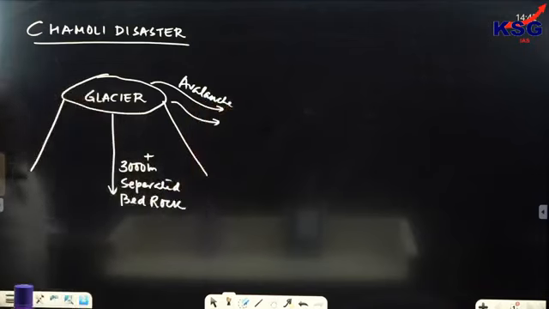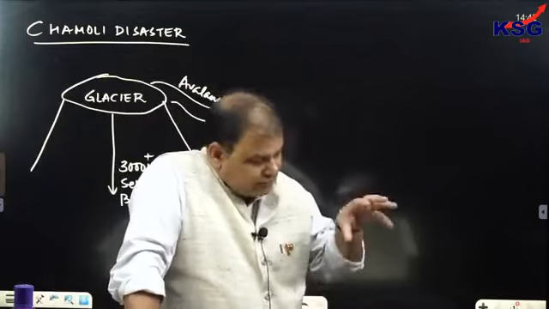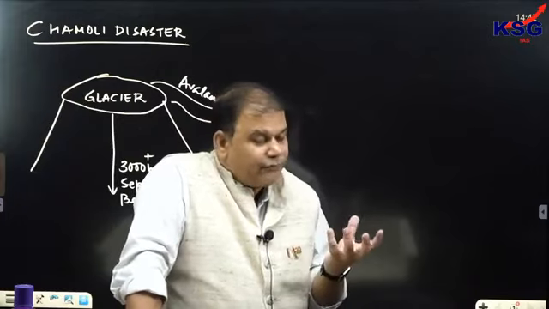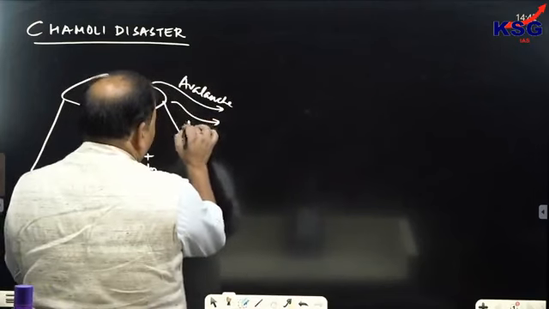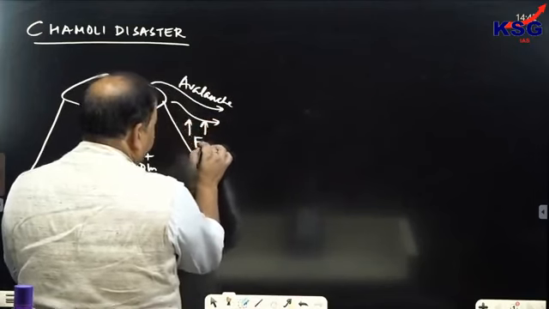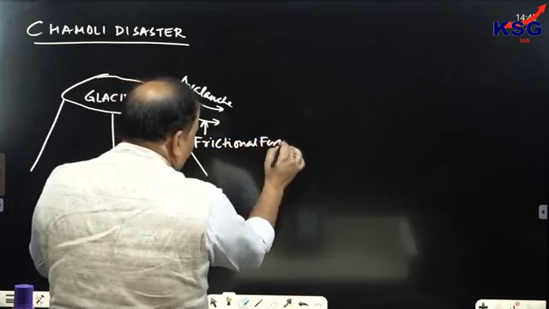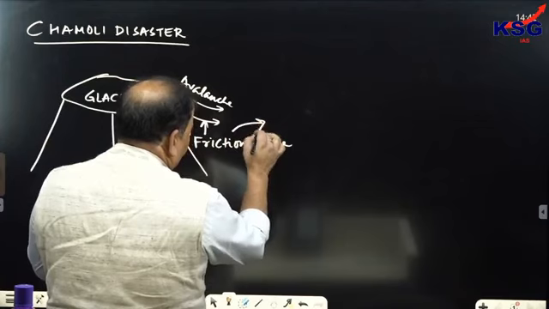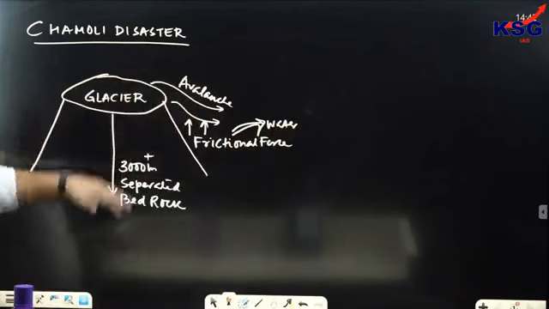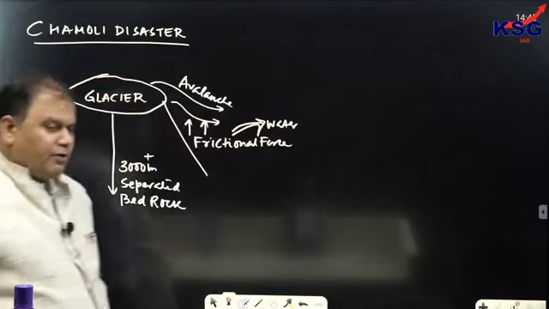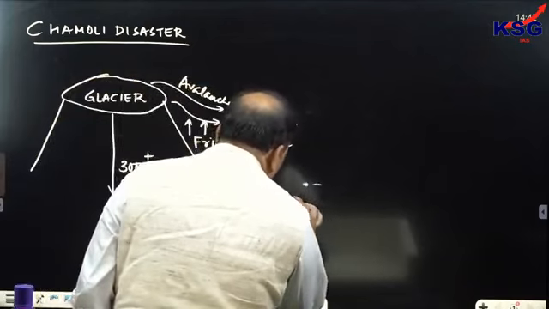But what happens when ice moves? And why is avalanche a water related disaster? When ice moves, from where does water come? The frictional force which is generated would be responsible for formation of water. Clear? So when avalanche takes place, the frictional force which is generated would be responsible for formation of water. And this water got accumulated.